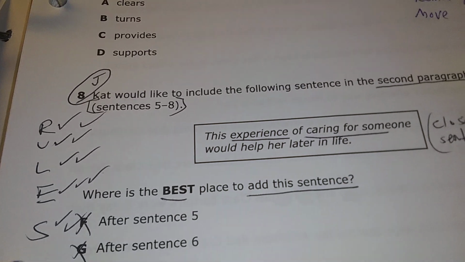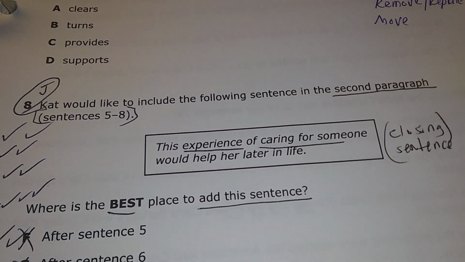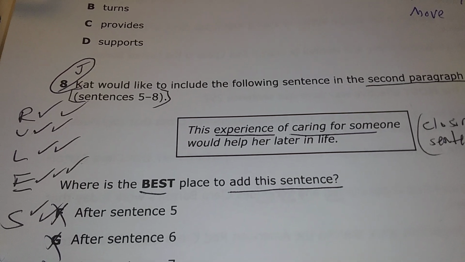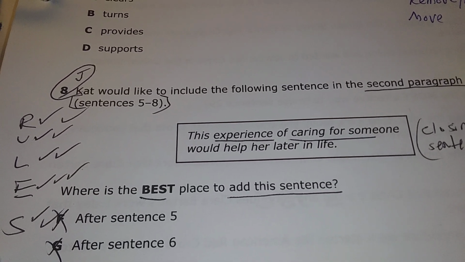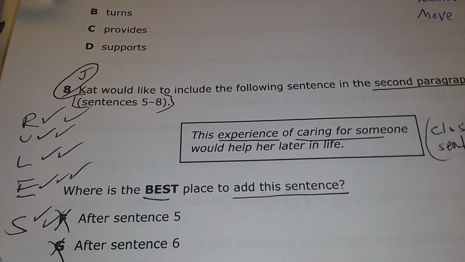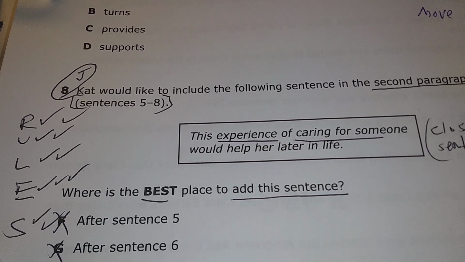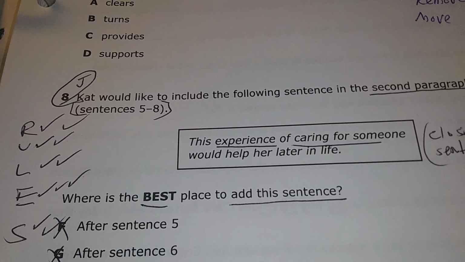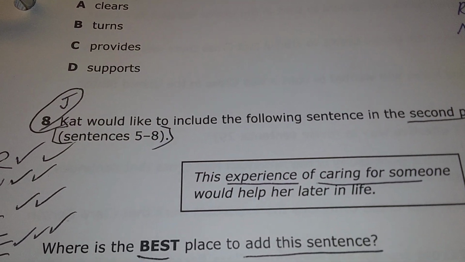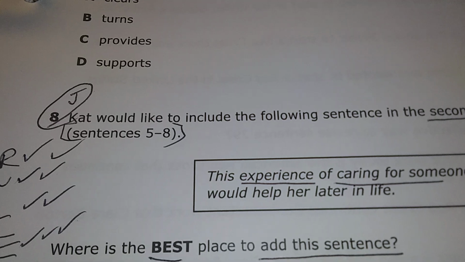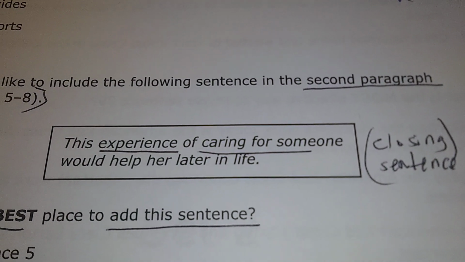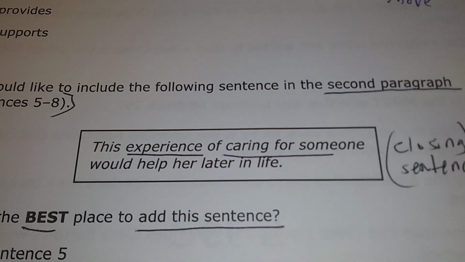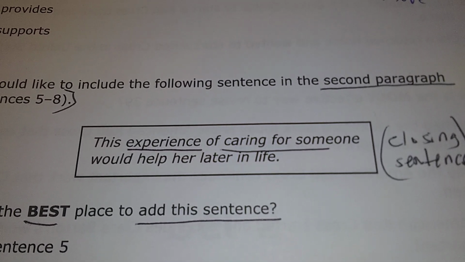8, I'm sorry, it says, Kat would like to include the following sentence in the second paragraph, sentences 5 through 8. And if you count your fingers, you have 5 fingers. So, sentences 5, 6, 7, 8, because that's only 4 sentences, you'll only need 4 fingers to represent the sentences that they're talking about. And because we're going to be adding a sentence, our 5th finger somewhere will be the sentence that we're going to add, this box sentence.